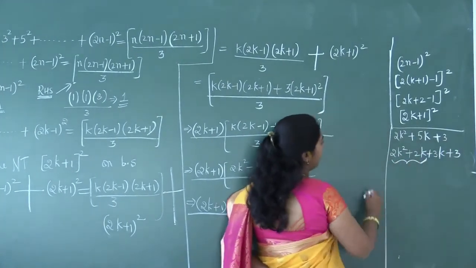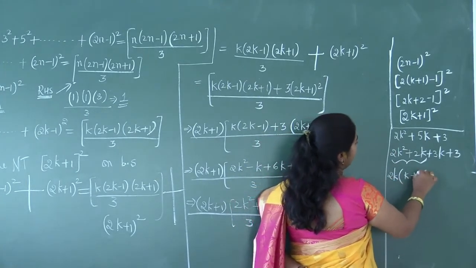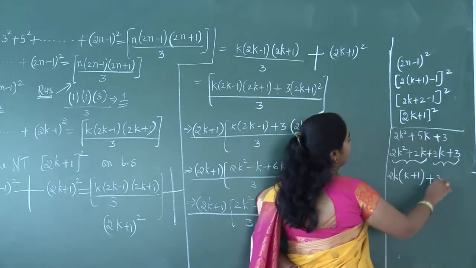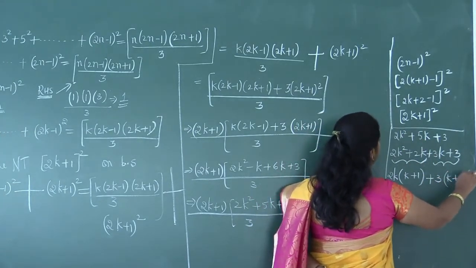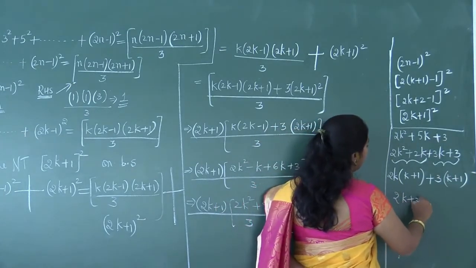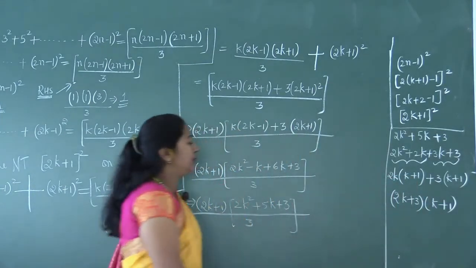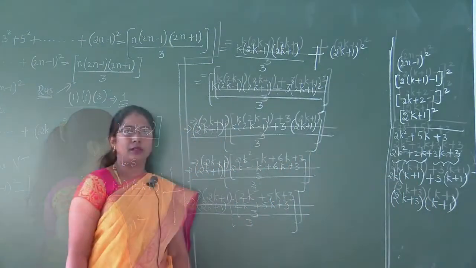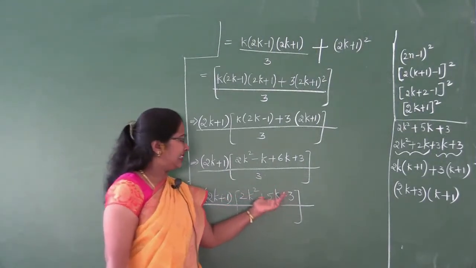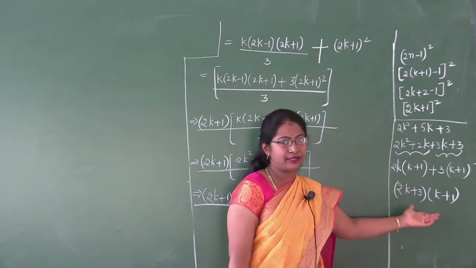What is common here? 2k. If you take 2k as common, k plus 1, and what is common here? 3 plus 3 into k plus 1. So what do I write this as? 2k plus 3 into k plus 1. 2k square plus 5k plus 3 has been factorized and written as 2k plus 3 into k plus 1.